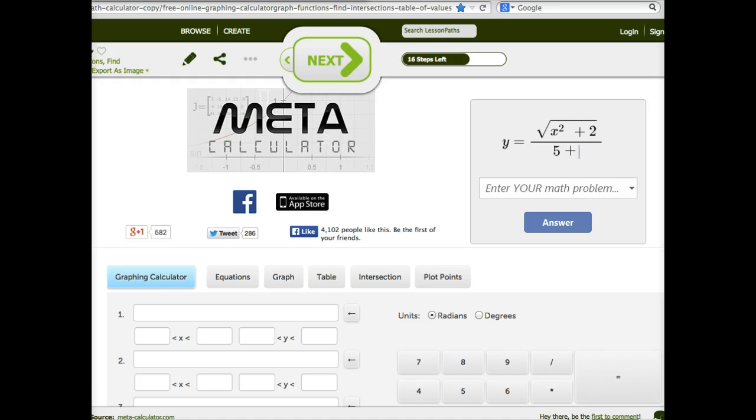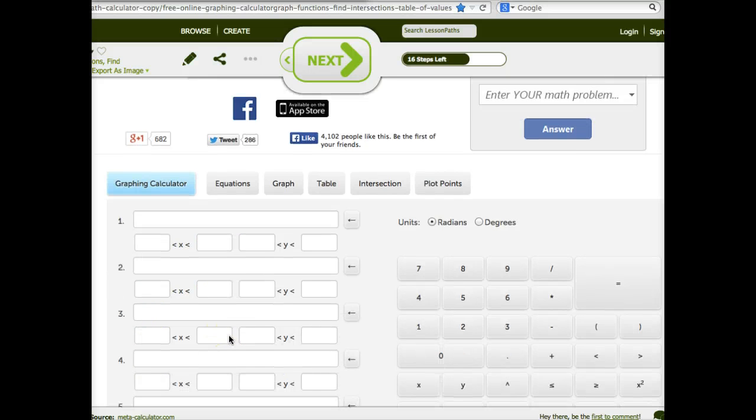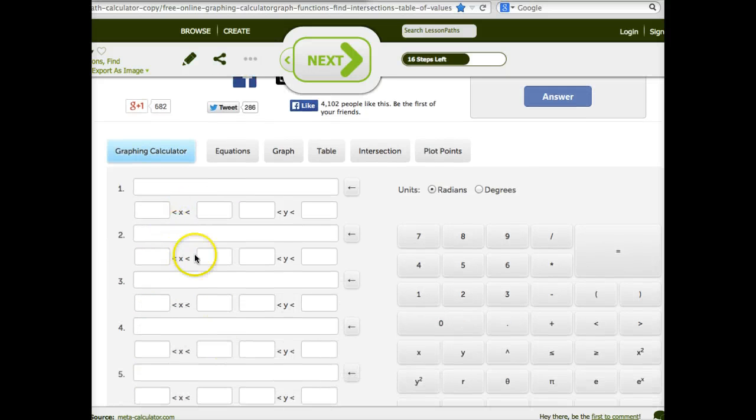Once the calculator pops up, it'll pop up under the equations tab. And so the 1, the 2, and etc., if I were to scroll down, are all places where you can put in equations. So I could put an equation here, but you're going to start with plot points. Notice up here are all your tabs.